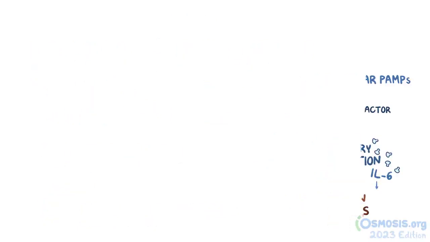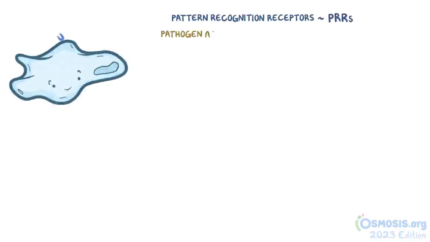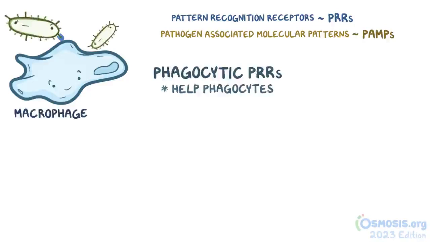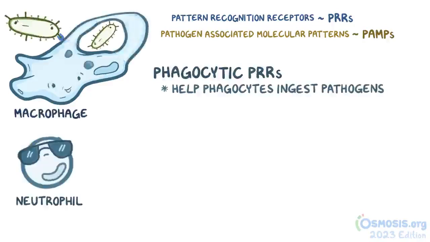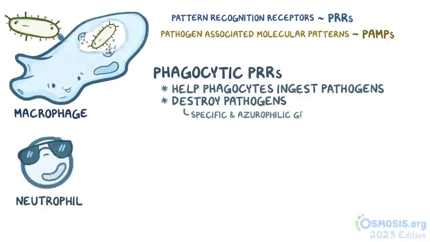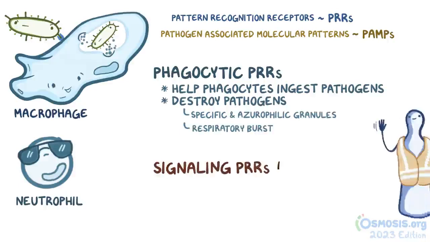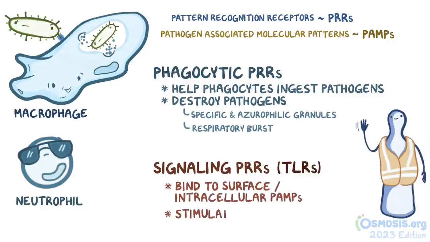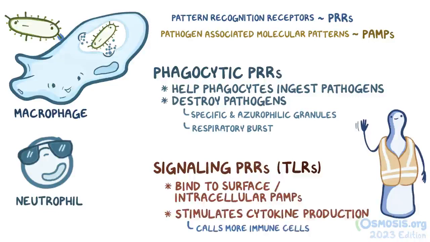Alright, as a quick recap. Our cells recognize pathogens by using pattern recognition receptors, or PRRs, which identify pathogen-associated molecular patterns, or PAMPs, on the pathogen. Phagocytic PRRs help phagocytes like macrophages and neutrophils ingest pathogens, which they destroy using specific and azurophilic granules or the respiratory burst. Signaling PRRs, like TLRs, help cells to bind to PAMPs on the surface of a pathogen, or bind to intracellular pathogens, and stimulate cytokine production, which brings more immune cells to the site of inflammation.